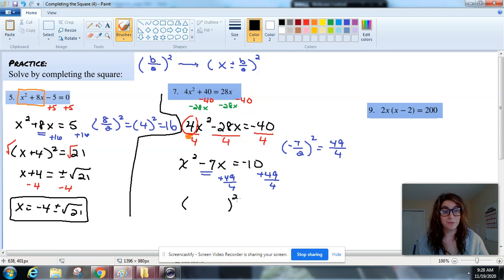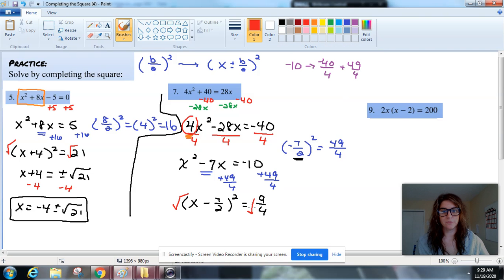Now, this is why knowing your shortcut of factoring is really beneficial. I use my x and I use my b over 2. B over 2 is negative 7/2. I'm going to leave it like that. And then this is going to equal, so for those of you who need to see the side work, I have a negative 10 that I need to turn into a fraction over 4. So negative 40 over 4 is a negative 10. And then I can add to it the 49/4 that I was adding down here, and that's going to get me 9/4. Okay, still work with all this.